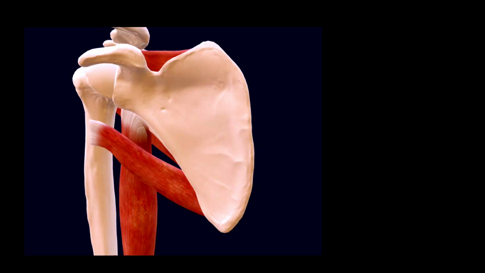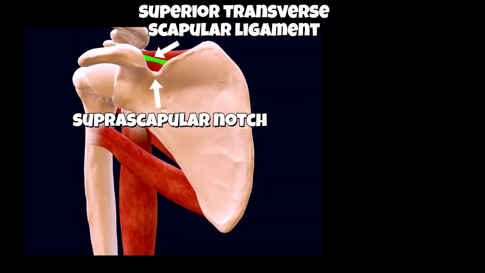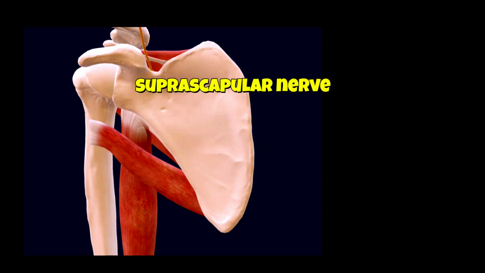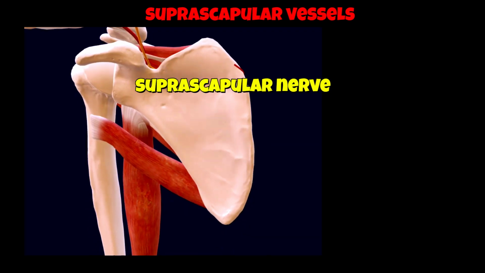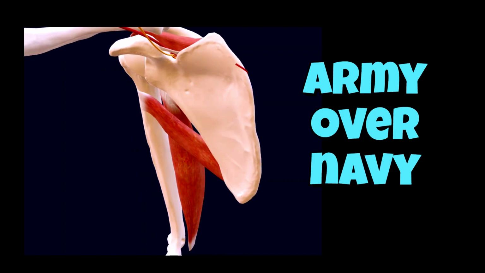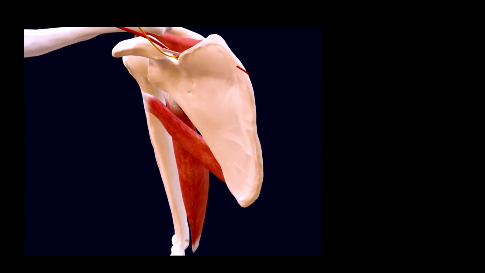The suprascapular foramen is our first gateway. Formed by the suprascapular notch of the scapula and closed by the superior transverse scapular ligament, through this foramen, the suprascapular nerve passes from the neck into the scapular region, and the scapular artery and vein travel just above the ligament, not through it. Remember the line, Army over Navy. So artery is over and nerve is under.